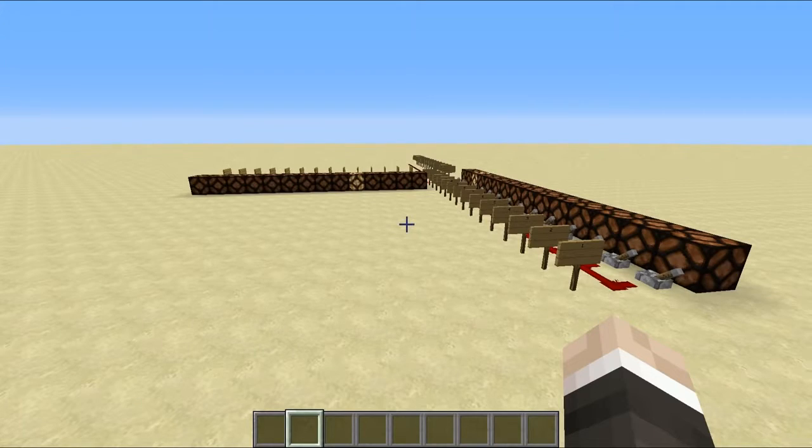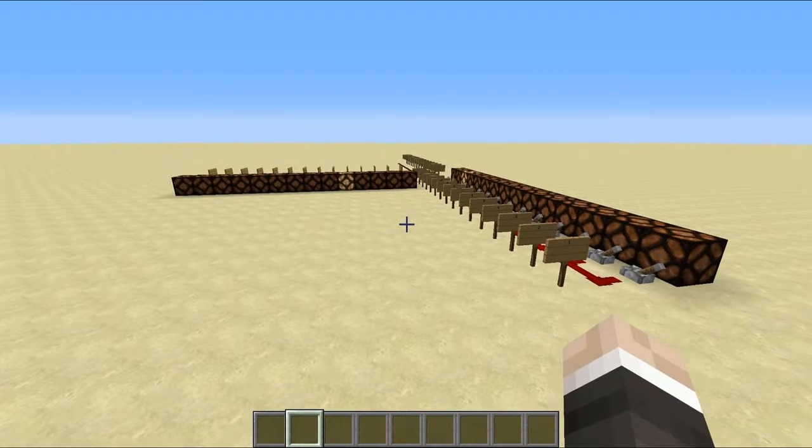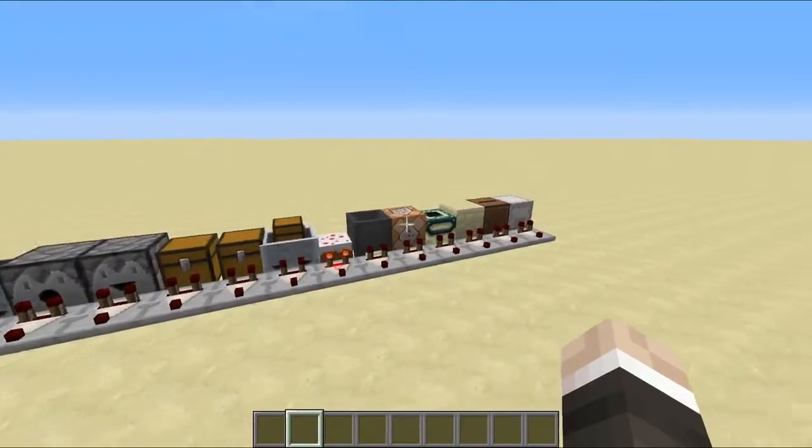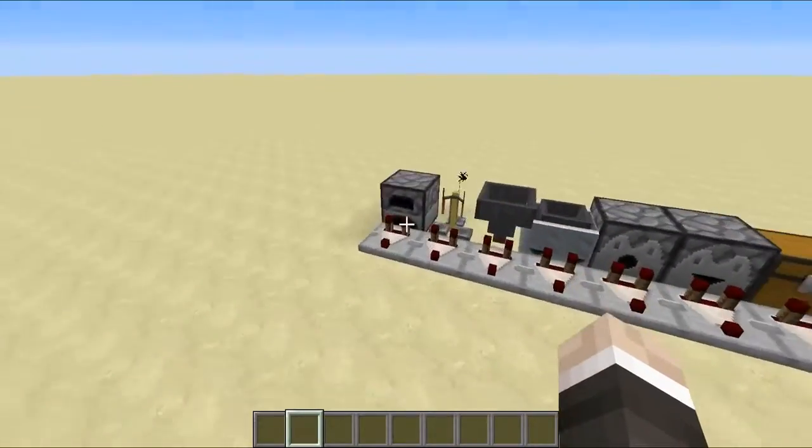But as I mentioned earlier on in the video, the comparator doesn't just compare and subtract things. It can also draw signal strengths from different items and containers. So behind me, we have got every single item that the comparator can draw a signal strength from.